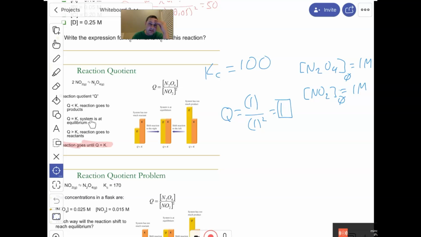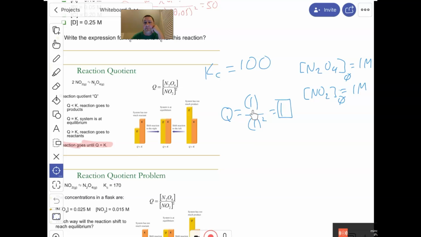Now you can use these things that are on the side. I personally don't remember those and don't like to use those. I think of it this way. I know that this reaction is going to go such that you're going to change the values of these things. Their concentrations are going to change as the reaction proceeds. I know that this 1 is eventually going to turn into 100. How does it do that?